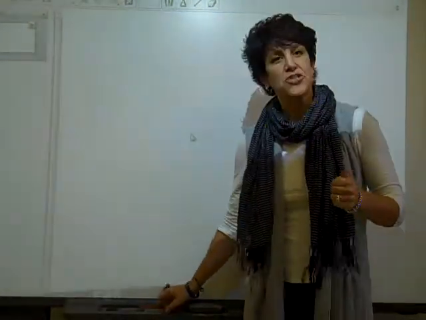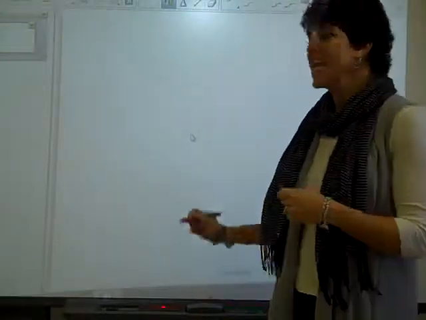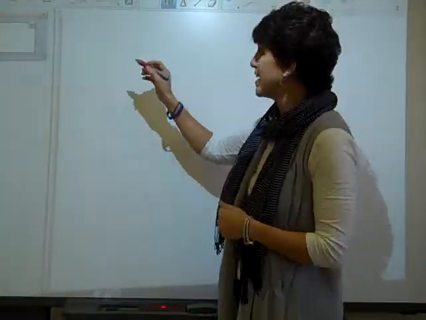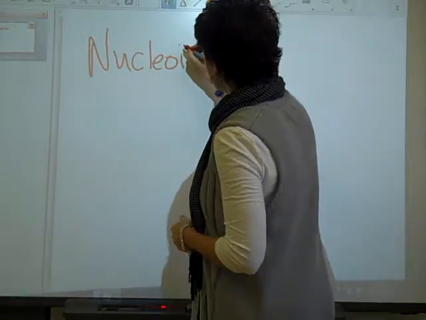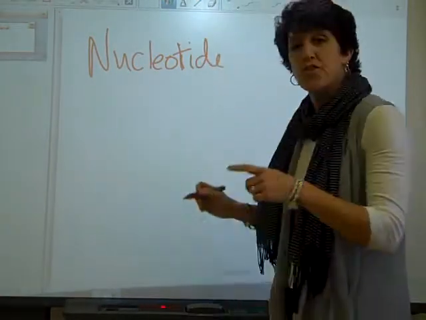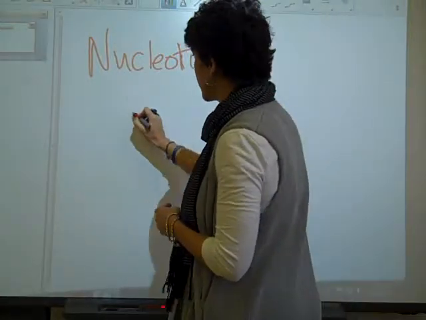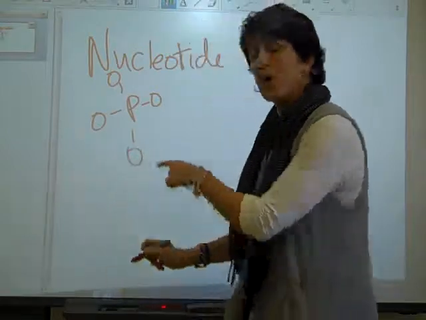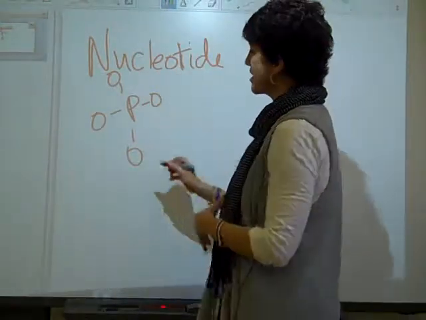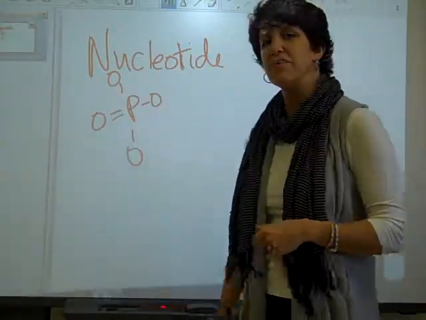Today we're going to learn about the structure of DNA. DNA is a polymer of nucleotides. So a nucleotide has three components. There is a phosphate group, which is a phosphorus with 4 oxygens around it. One of them actually has a double bond. Go ahead and put a double bond on there.